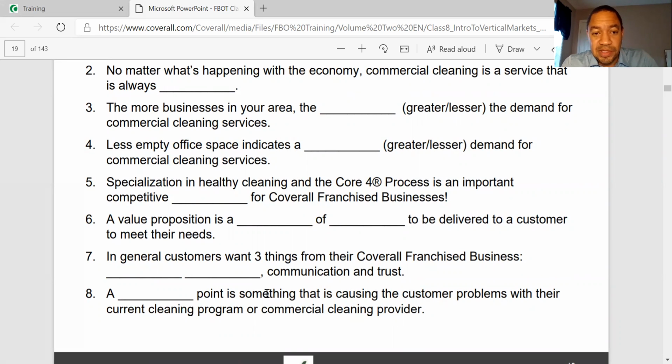Specialization in healthy cleaning and the Core 4 process is an important competitive advantage for a Coverall franchise business. Okay. A value proposition is a promise of value to be delivered to the customer to meet their needs. In general, customers want three things from their Coverall franchise business: consistent service, communication, and trust. And a pain point, like I said, is something that is causing the customer problems with their current cleaning program or commercial cleaning provider.